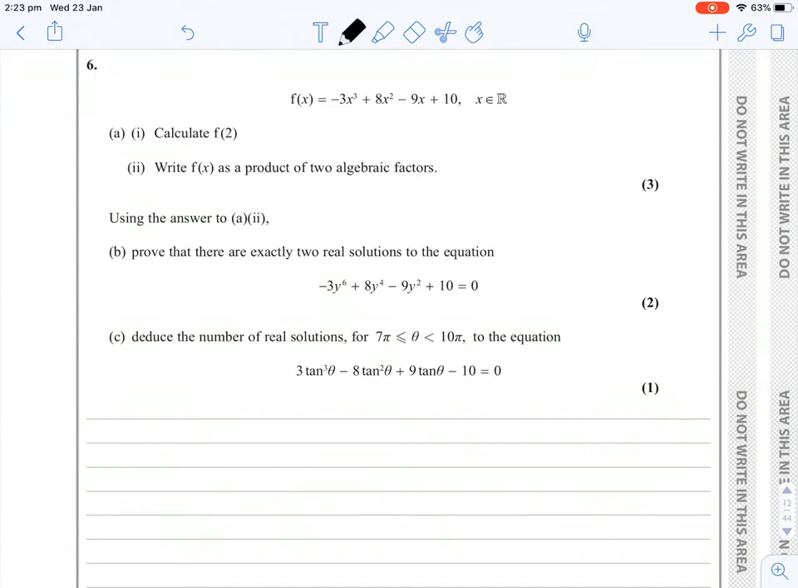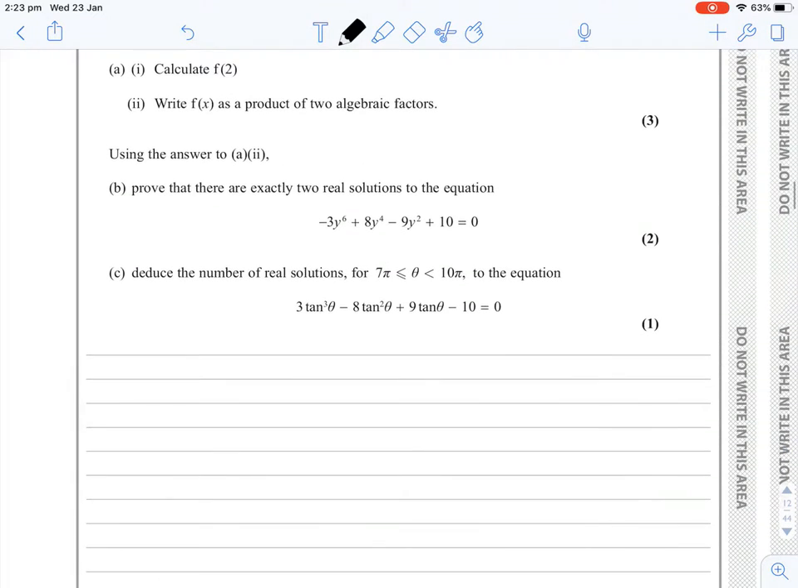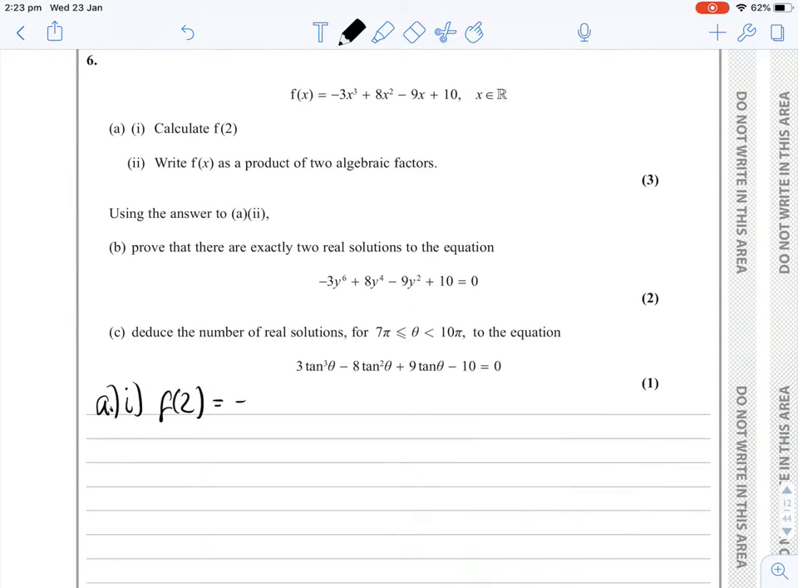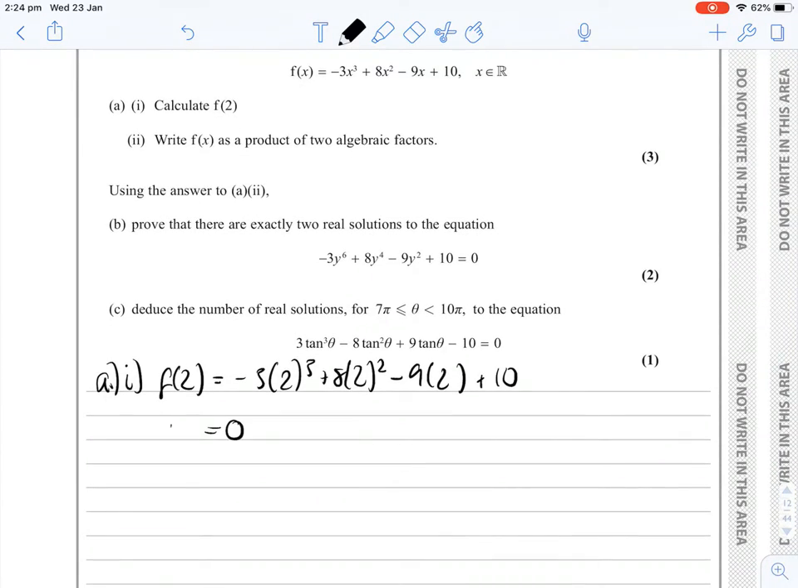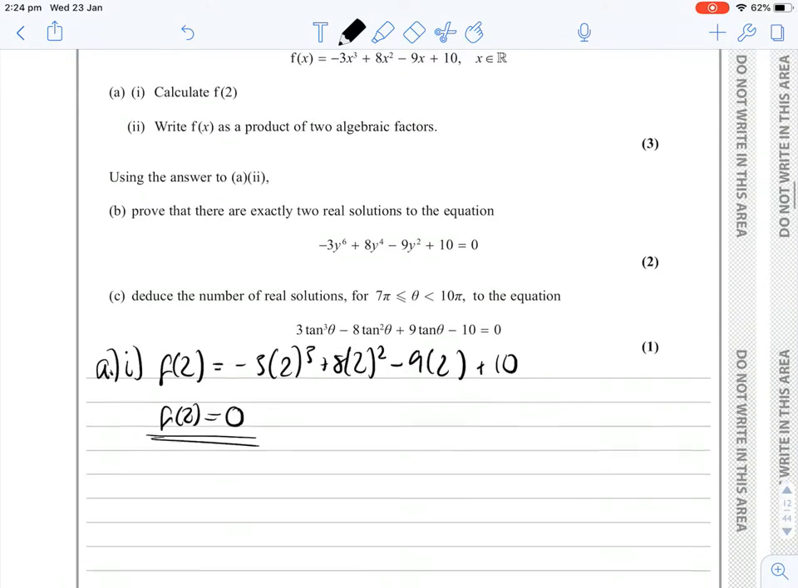Question 6, f of x is equal to minus 3x cubed add 8x squared minus 9x add 10. Part A(i), calculate f of 2. So f of 2, it's just subbing 2 into our equation. So we've got minus 3 lots of 2 cubed add 8 lots of 2 squared minus 9 lots of 2 add 10. And that will give us an answer of 0 for 1 mark.